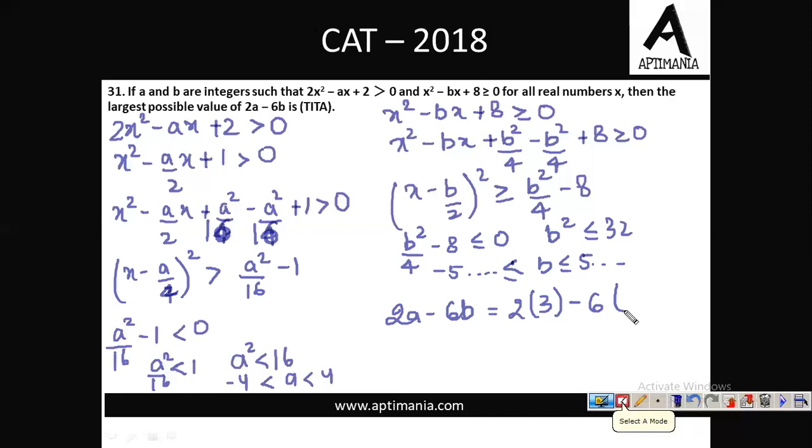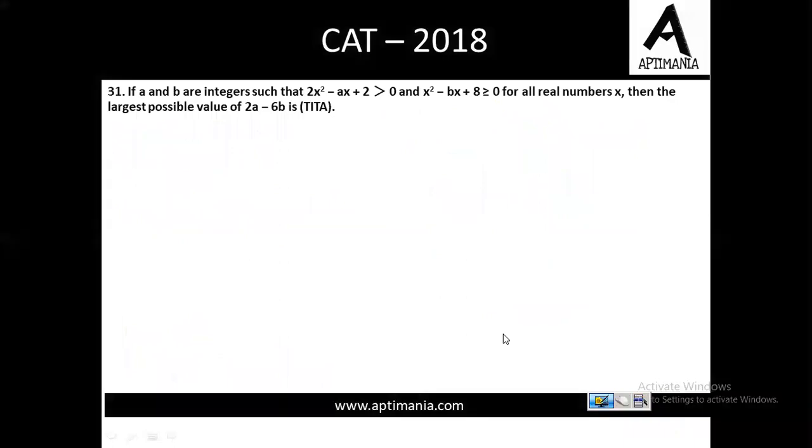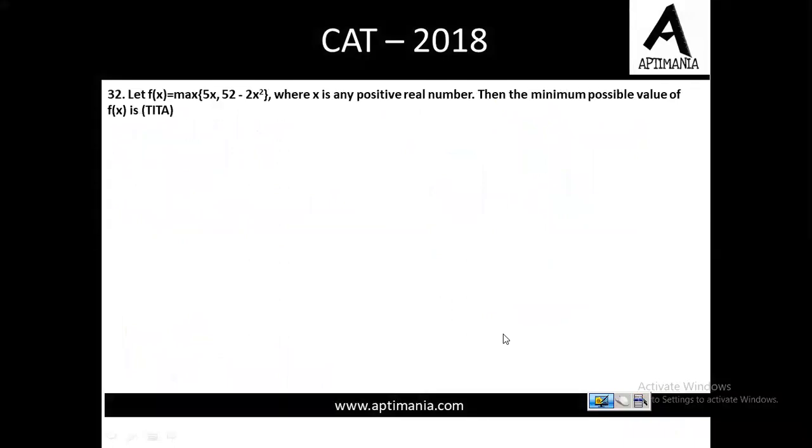And b is lying from -5 to 5. The smallest value that b can take is -5. So on solving, this is 6 and this is 30. So adding, we'll get the answer as 36. So the correct answer for question number 31 is 36. Let's go ahead to the next question. Question number 32 is on the screen.